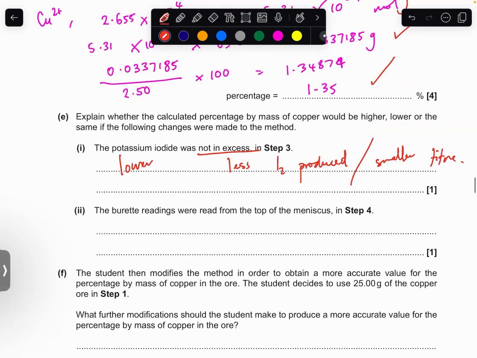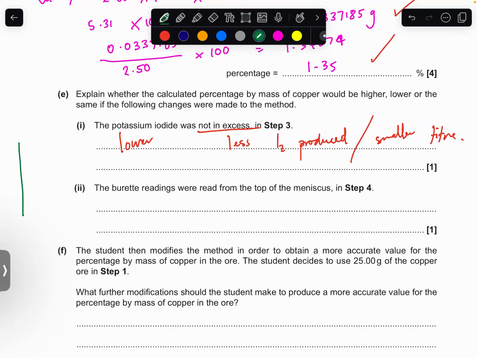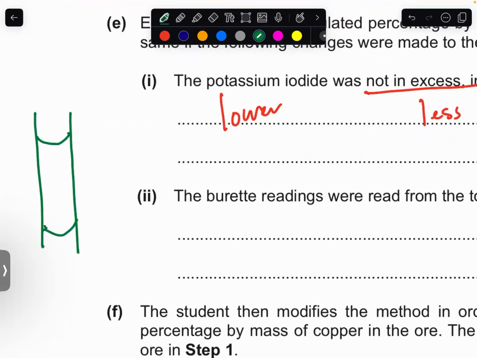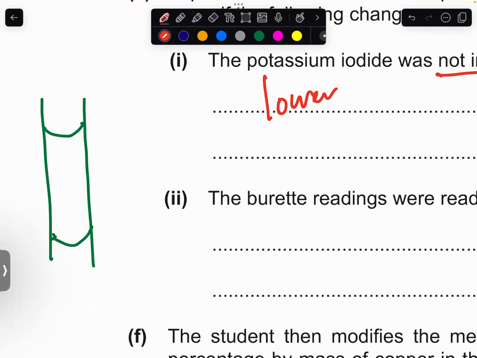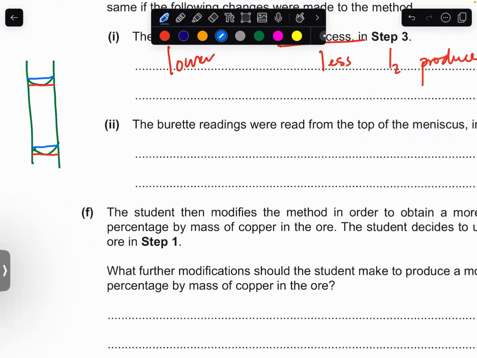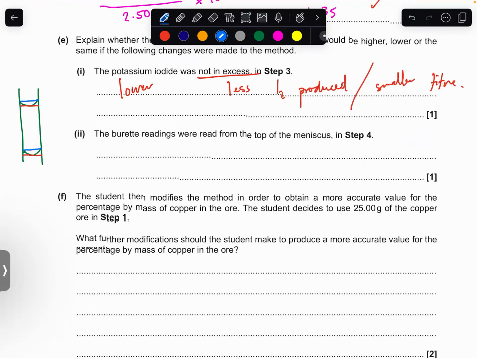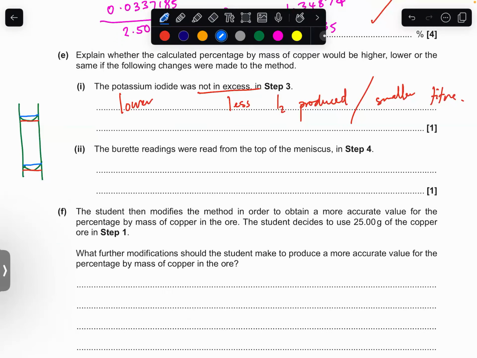Next question is asking about your burette. If this is your initial reading and this is your final reading, whenever you read off the meniscus, you read off at the bottom of the meniscus. But if you're reading incorrectly, at the top of the meniscus, will it make any difference to the percentage by mass? No difference. The percentage by mass will be the same.